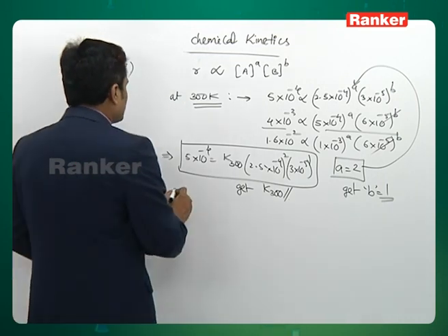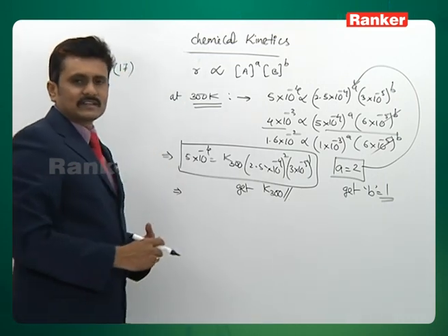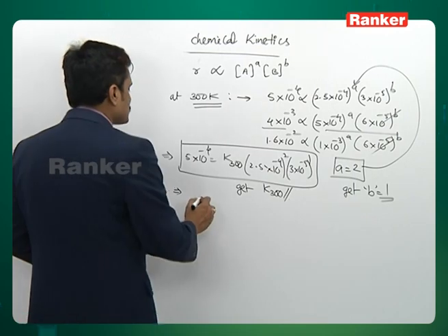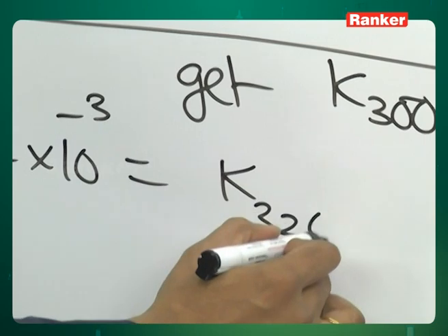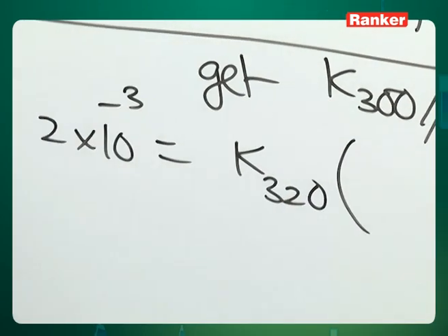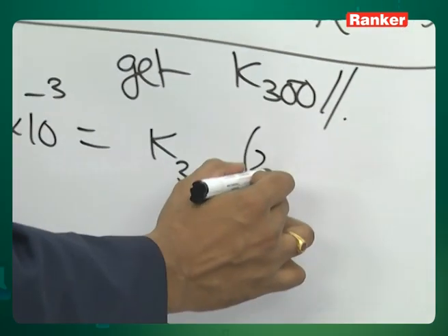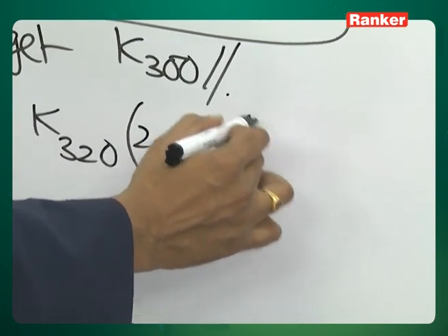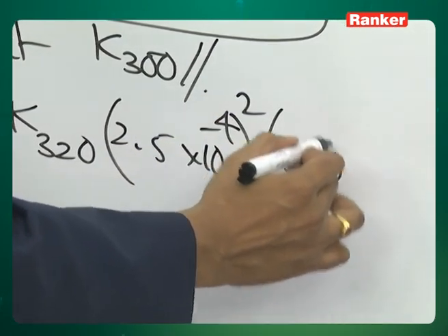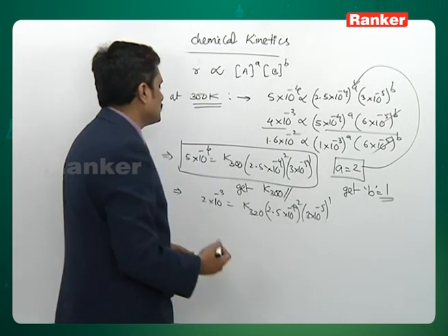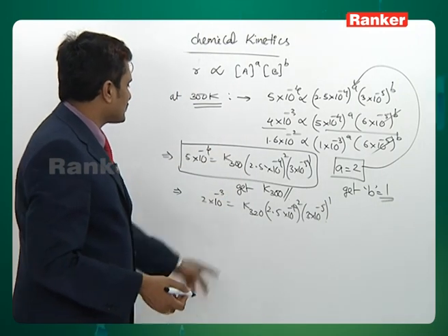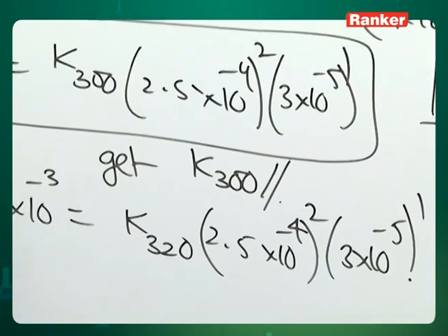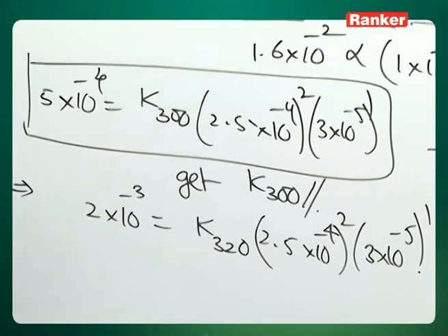And also you have to find the rate constant at 320, because you are given the rate at 320 as 2 into 10 to the power minus 3, which is equal to K times 2.5 into 10 to the power minus 4 whole power 2, 3 into 10 to the power minus 5 whole power 1, or else you can directly find the ratio of the two. The ratio clearly indicates that K320 by K300 is equal to 2 into 10 to the power minus 3 by 5 into 10 to the power minus 4.